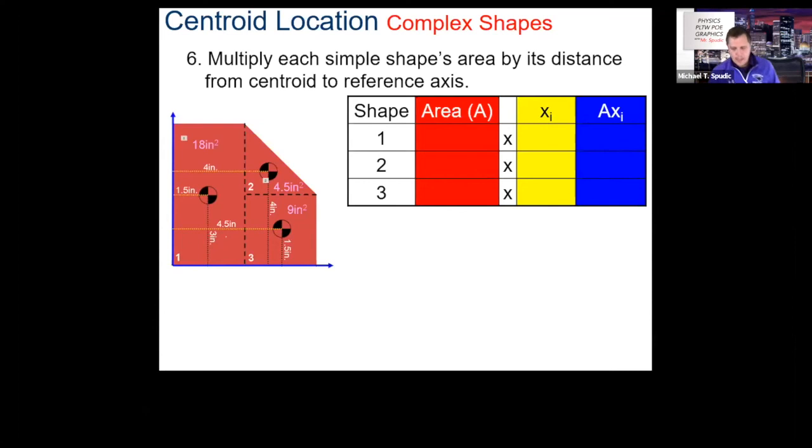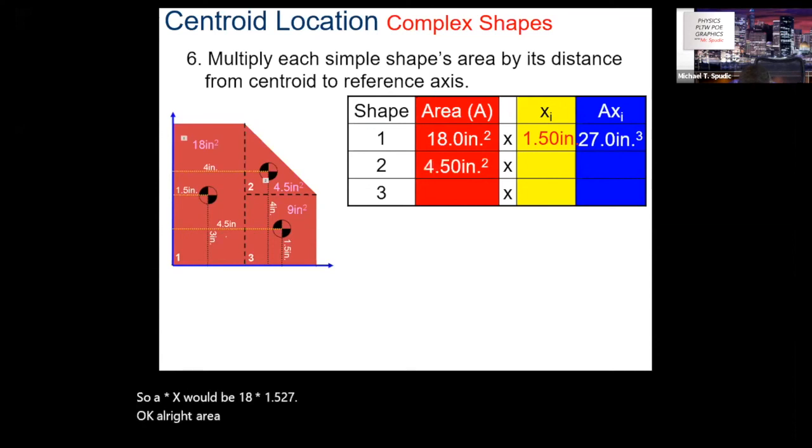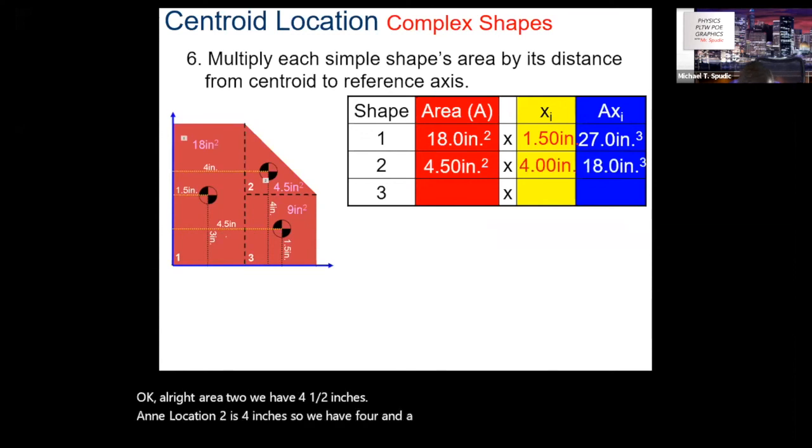All right, so we got our areas, 18 inches for the first one, and X value would be 1.5, right? That is right there. So A times X would be 18 times 1.5, 27. Okay. All right, area 2, we have 4.5 inches, and location 2 was 4 inches. So we have 4.5 times 4, we get 18.